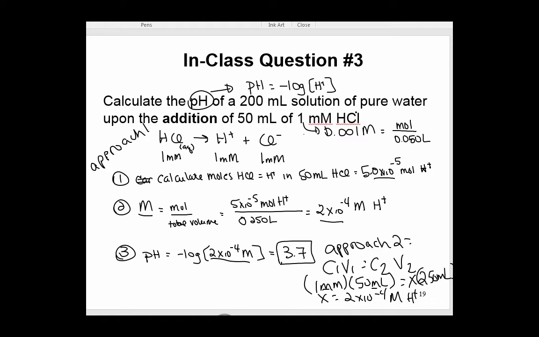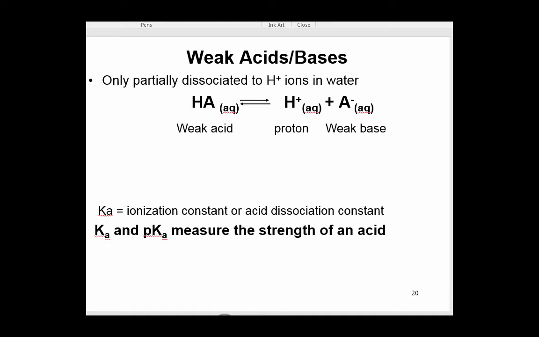So this is when we have a strong acid or a strong base. We can calculate either the pH or the pOH. Let's talk about when we have a weak acid or base. A weak acid or base is when our molecule only partially dissociates into hydrogen ions and water. Weak acids are normally denoted as HA, where we have a weak acid that dissociates and yields a proton and a weak base, sometimes referred to as the conjugate base.